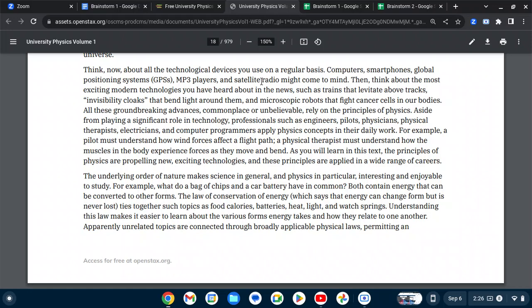For example, a pilot must understand how wind forces affect a flight path. A physical therapist must understand how the muscles in the body experience forces as they move and bend. As you will learn in this text, the principles of physics are propelling new, exciting technologies, and these principles are applied in a wide range of careers.